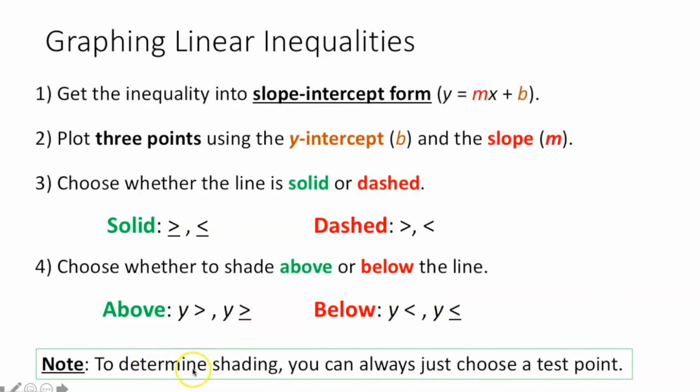And it says to determine shading, you can always choose a test point. It's exactly what we were just doing in example 1. If you pick a point on one side of the line and plug it in, you simplify and see, is that point part of the solution set to your inequality? If it comes out that the inequality is true, then you just shade on whatever side you picked your test point on. If it's not true, then you shade on the opposite side. So let's check this out.